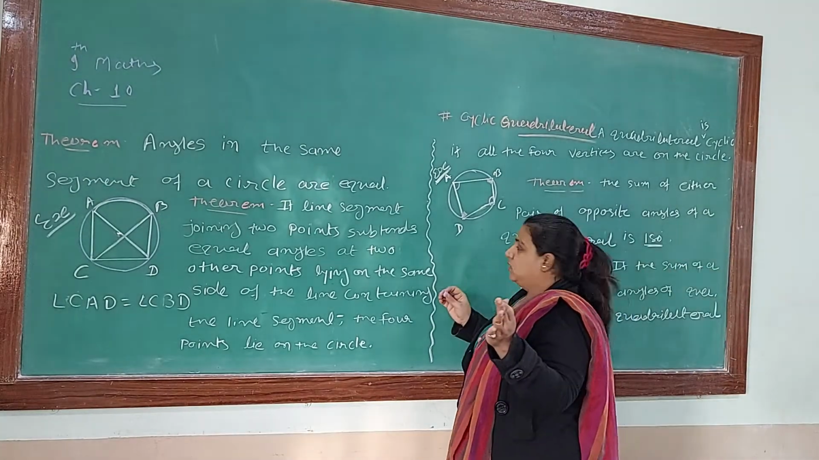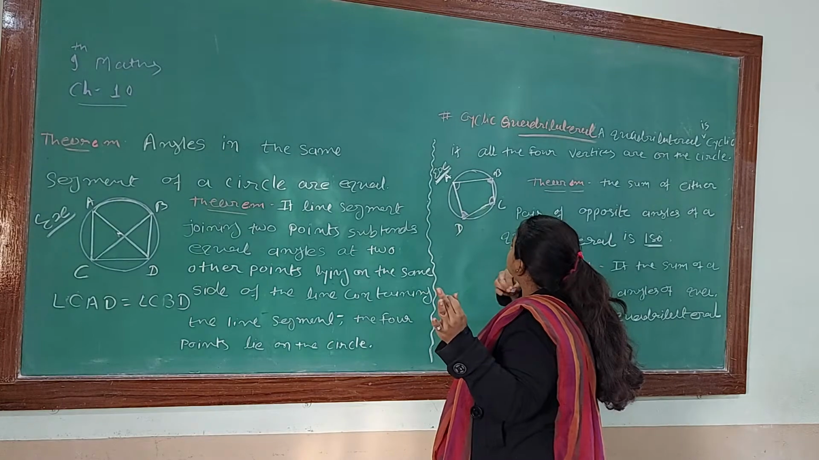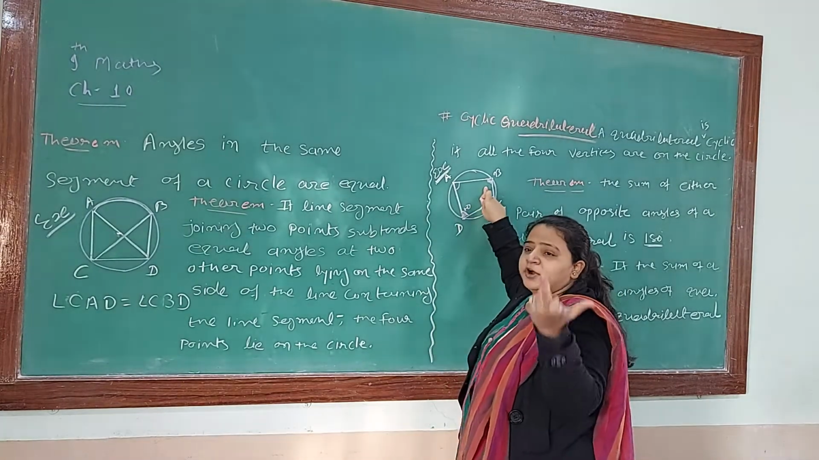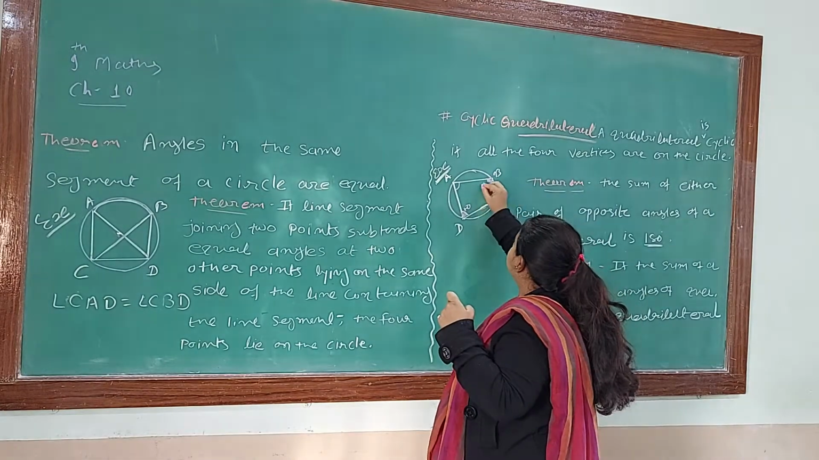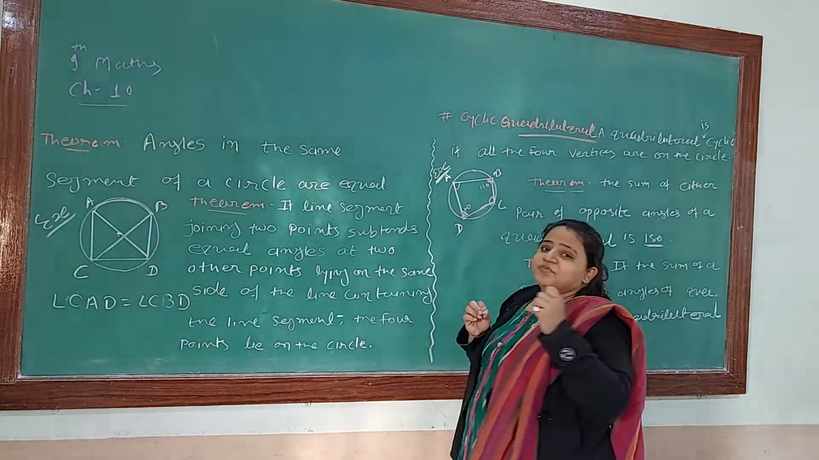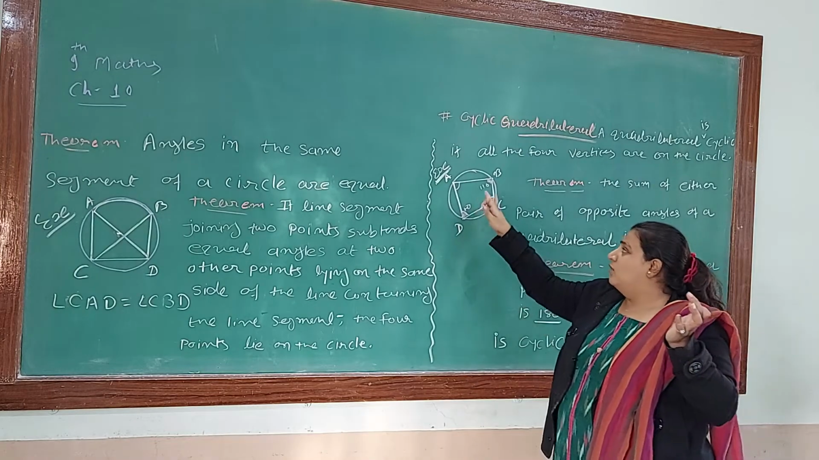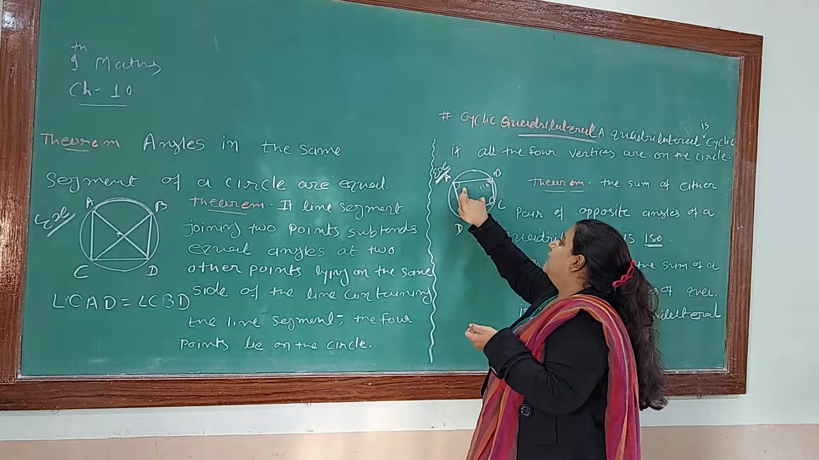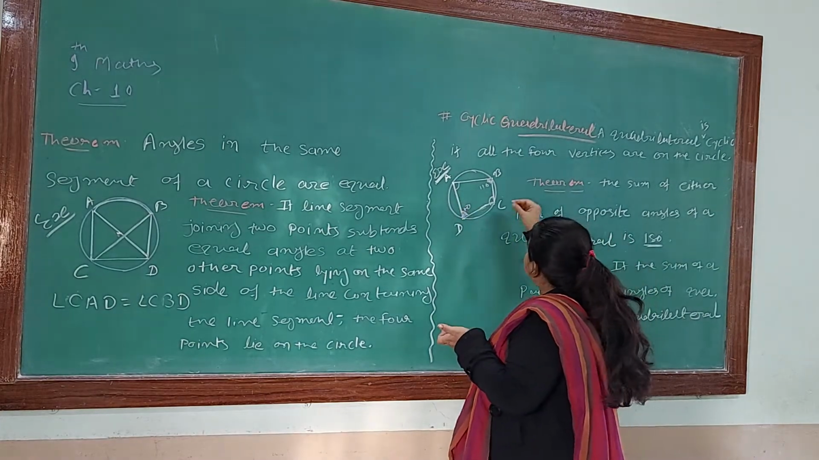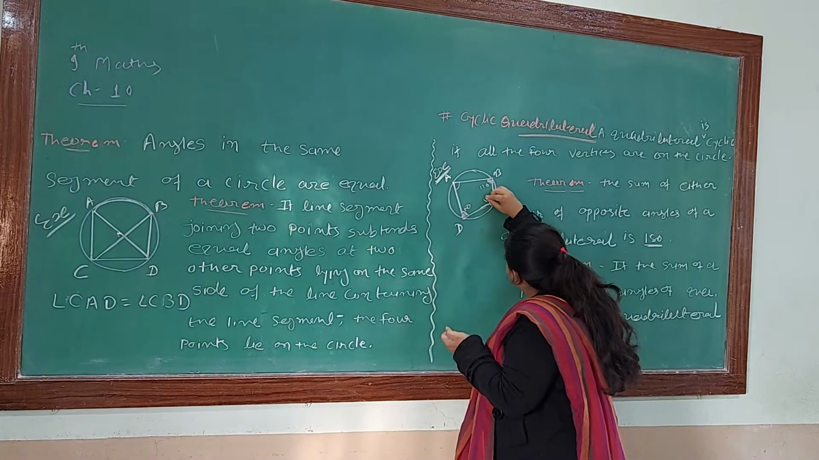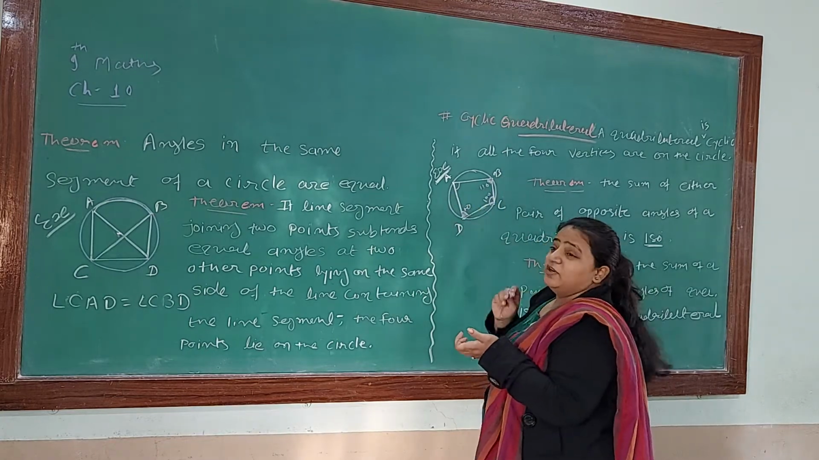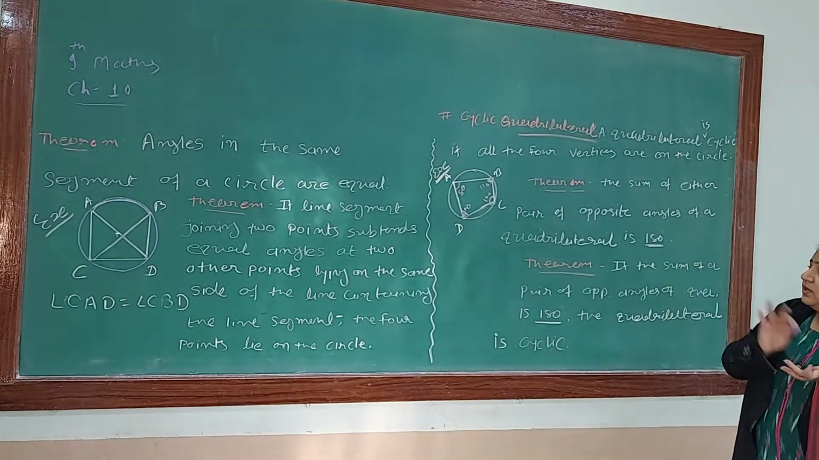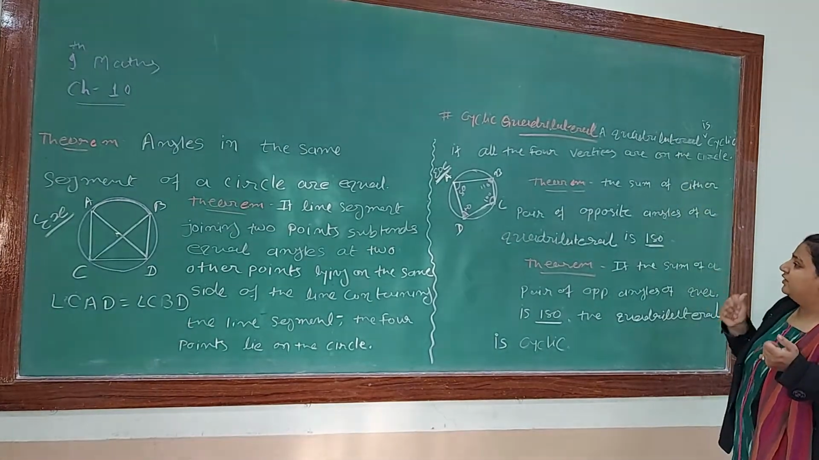If suppose this is given as 70, then what you have to do? 180 minus 70. Then the remainder you will get is 110. Right? So the sum of opposite angles will be 180. Similarly, if this angle is 100, then the opposite angle will be 80. Right? This way it is known as a cyclic quadrilateral.